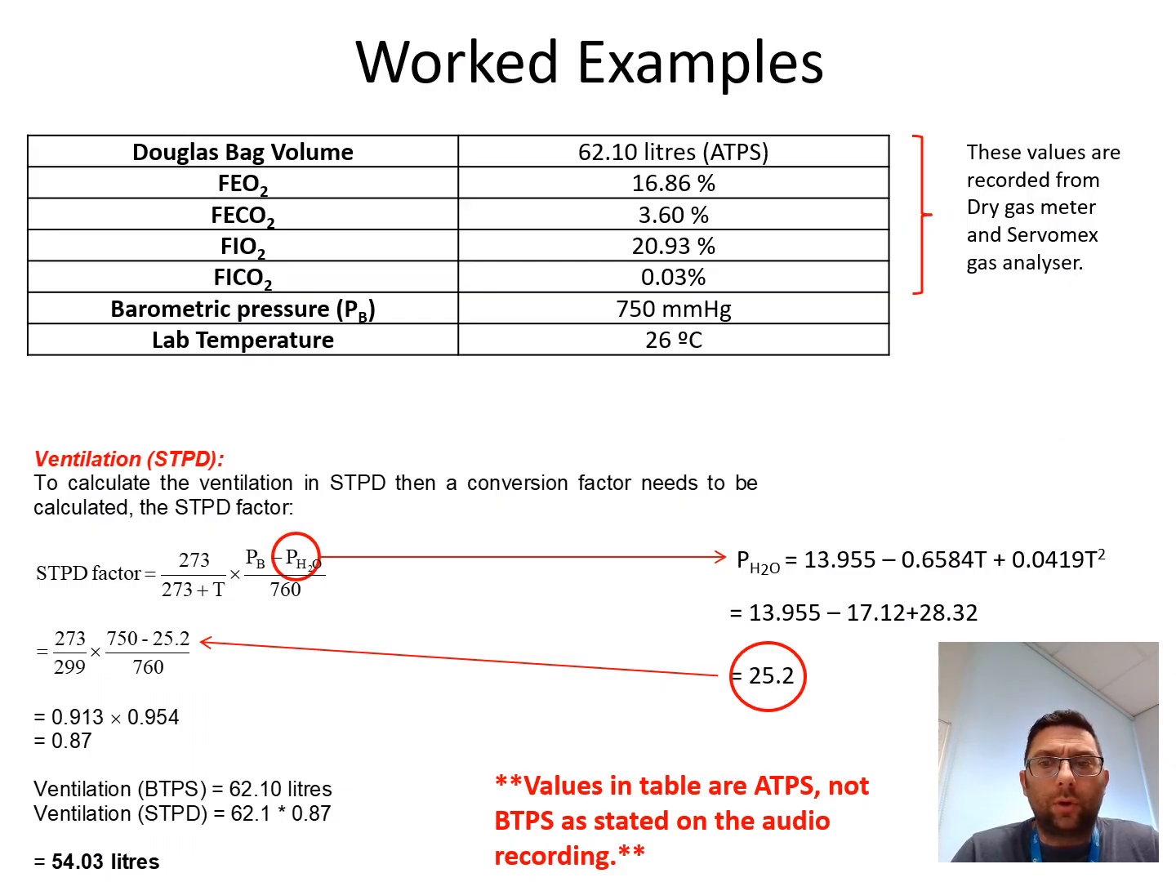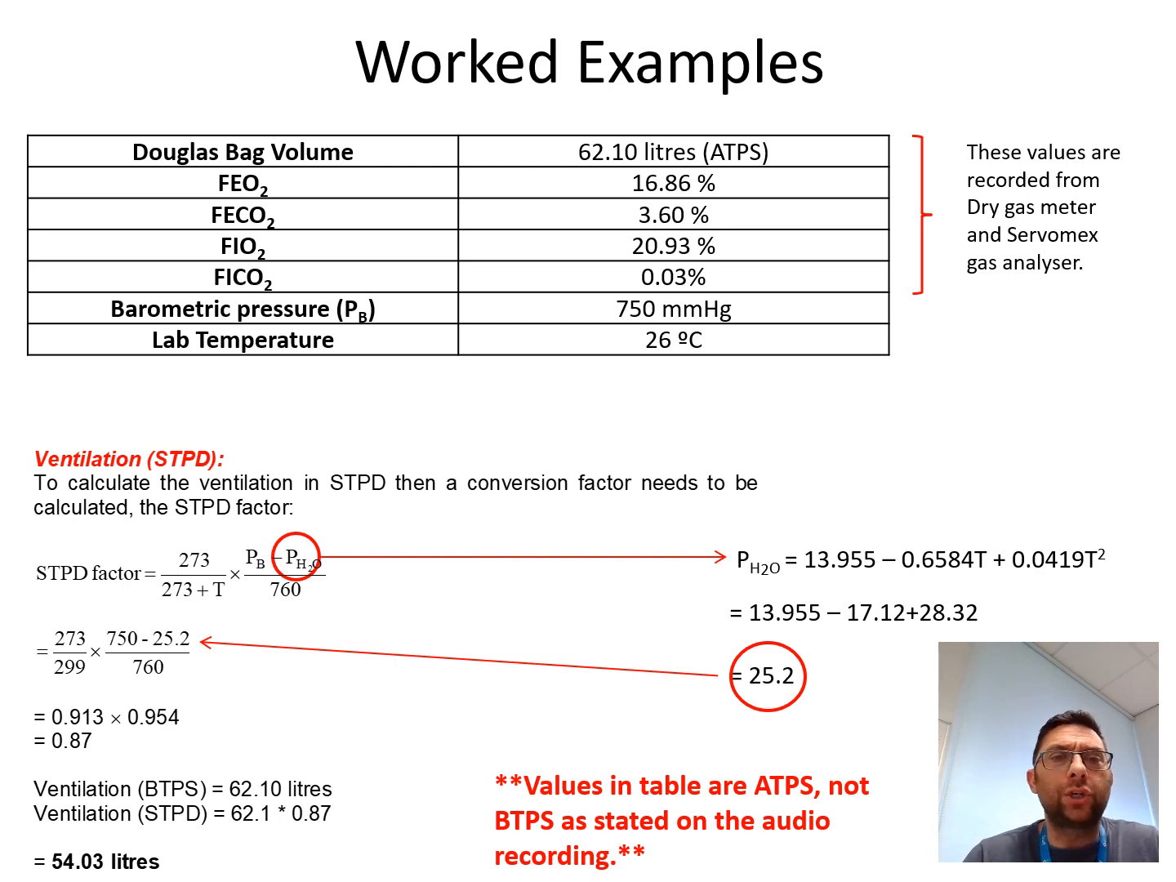Okay then, so hopefully everything is clear up to now. So we'll move on to a worked example. So first of all, let's assume we've collected some values from our Douglas bag. So we've got a gas volume in the Douglas bag of 62.10 litres. Now that's BTPS. Okay, so that's pressure and temperature of gas within the lungs.